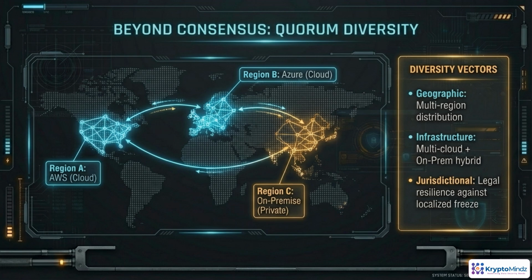You also build in jurisdictional diversity. If one country issues a freeze order, the network can still reach quorum in other legal zones. Designing quorum diversity upfront turns your blockchain from highly available servers into genuinely resilient trust infrastructure.